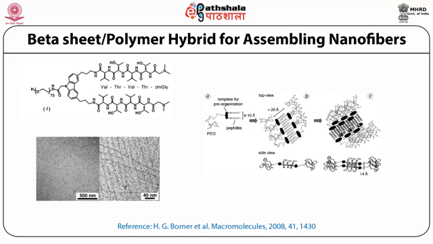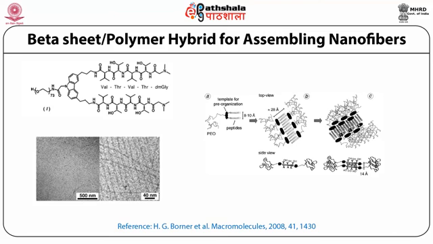The beta sheet and polymer hybrid for assembling nanostructure. If you look at the design of this molecule, on one side you have a polyethylene oxide chain, which is hydrophilic in nature. On the other hand, you have a valine-threonine like peptide sequence, which is known to form beta sheet assembly. If you look at this TEM image, they form very nice peptide nanofibers.